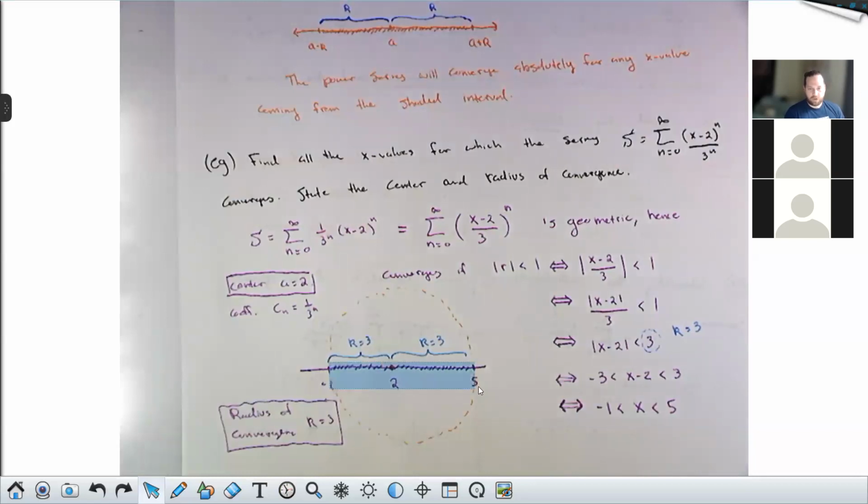Now, you can't have a disk on the real line. The real line is a line. It's a one-dimensional thing. But you can have a disk in the complex plane. And if you take that center and that radius and you create that disk in the complex plane, then any complex number from that disk is a number you could plug into the series and get a convergent series as a result.